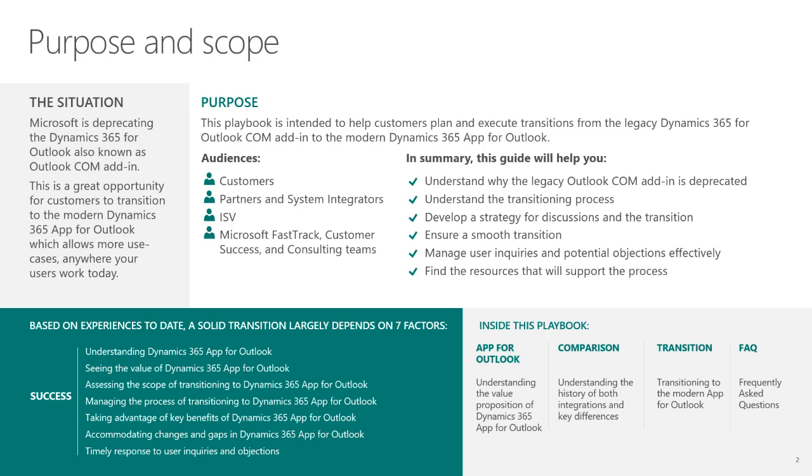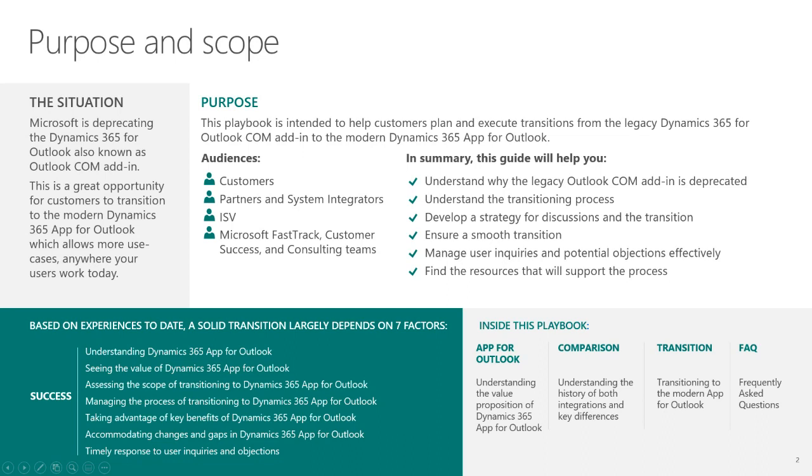We'll tackle this in 4 parts. First, a focus on the app for Outlook to understand the latest capabilities we have deployed for it, an area of continuous investment for Microsoft. We'll also compare the Outlook COM add-in and app for Outlook to help customers understand how to transition each of the features, then how to actually operate that transition from the COM add-in to the app for Outlook, and then review some of the frequently asked questions. On top of that, we'll try to address any question that you raise during the presentation so that we can help you.